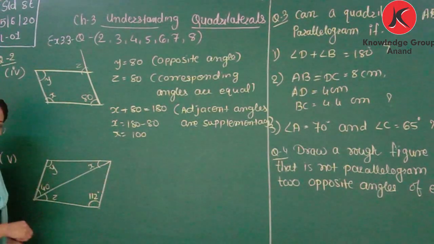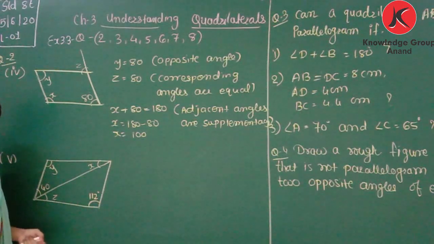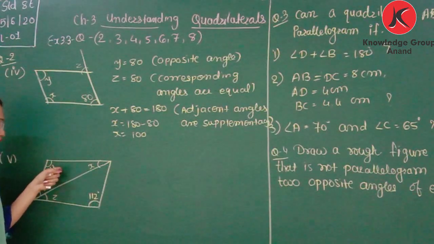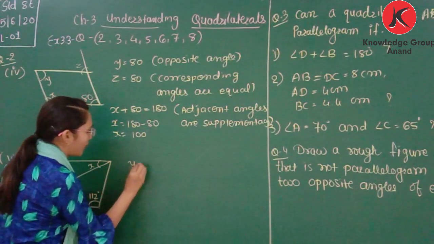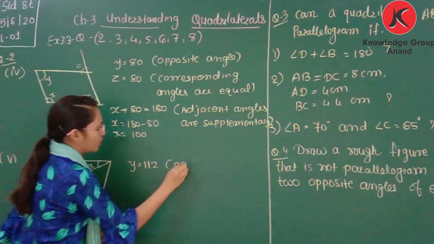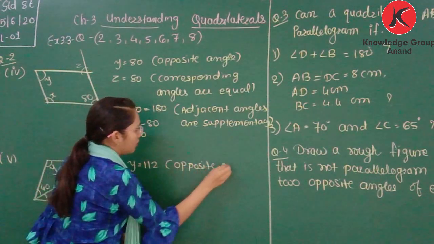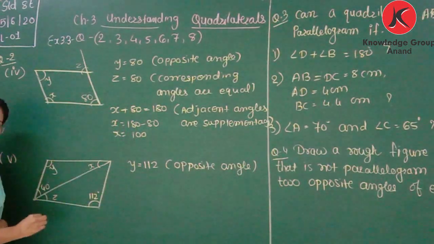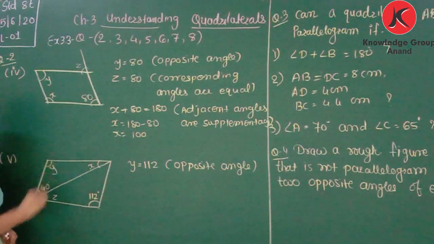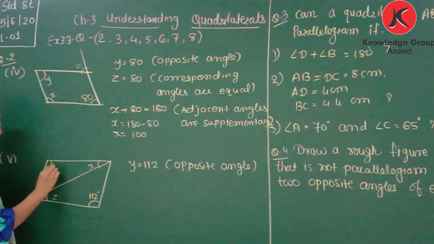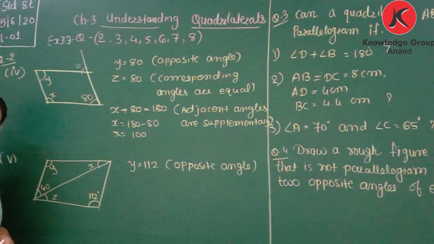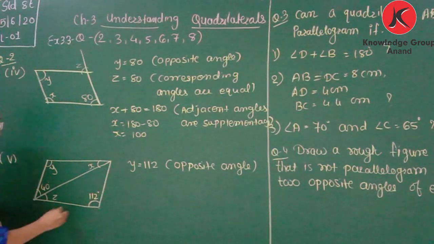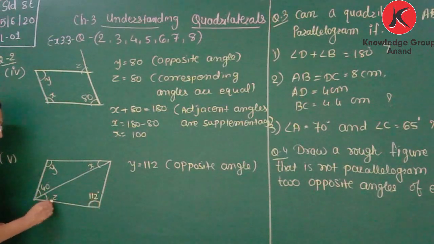Here a parallelogram is given. This angle is 112. If this angle is 112, the opposite angle is also 112. So y is also 112. Why? It is an opposite angle. Now, you can find x first of all by using the property of angle sum of a triangle. 40 plus 112 plus x is equal to 180. If you solve that equation, you will get the value of x. Otherwise, you can write 112 is equal to 40 plus z.